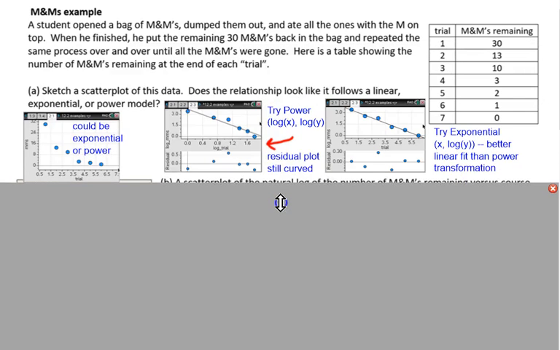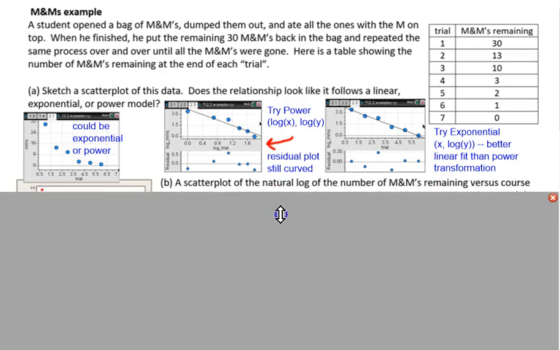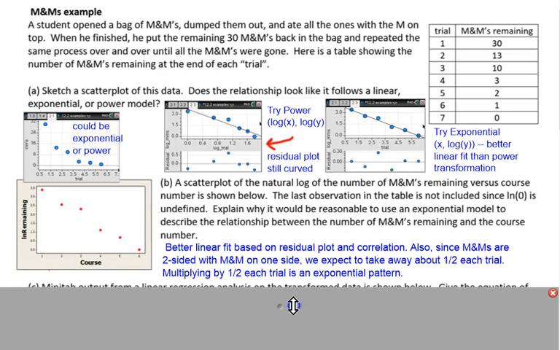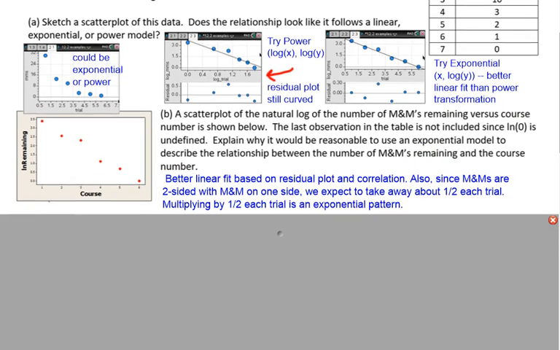So I have the original data. Could be either exponential or power, based on the look of the scatter plot. I tried power, which was log x, log y. I tried exponential, which was x, log y. We saw that this was a better fit. I also checked the correlation for both and the r-squared value.